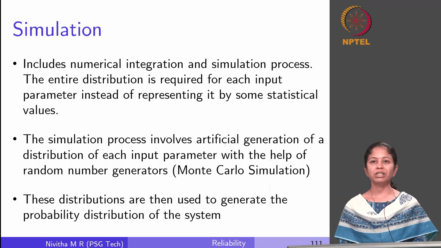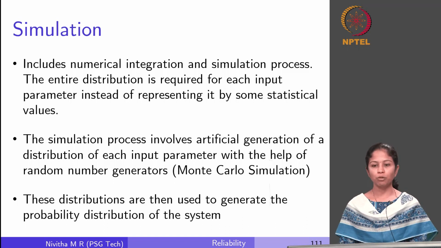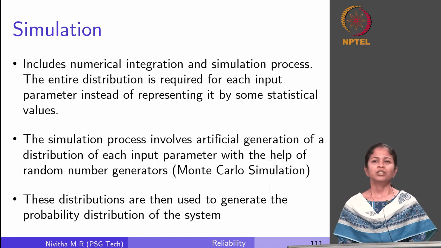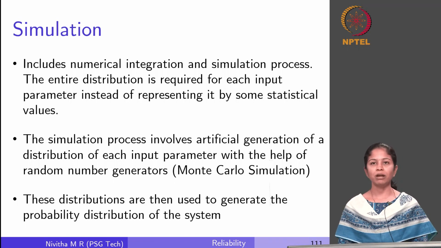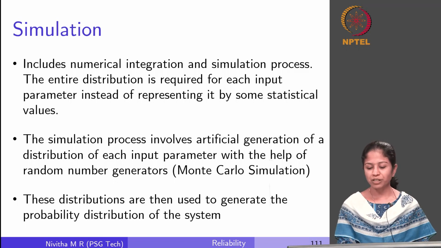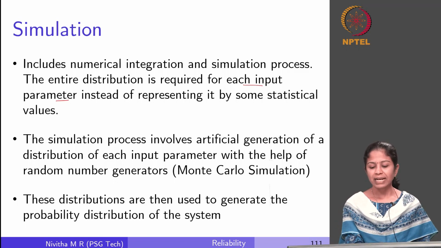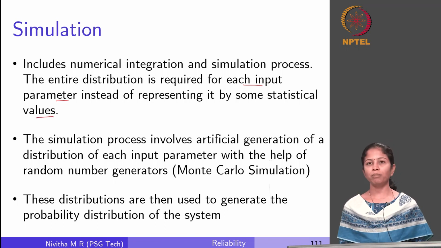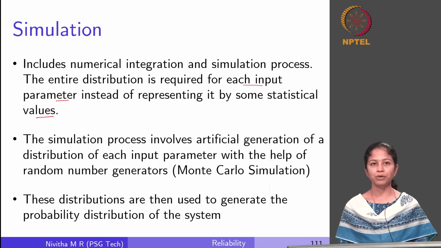Then we are going to talk about the simulation methods. This includes numerical integration and simulation process. So the first two methods may be done manually, but this method cannot be done manually. It is highly tedious, and we need a computer or a simulation process to carry out this method. The entire distribution is required for each input parameter instead of representing it by some statistical values. If you recollect, in the first two methods we use one point measurement or measurement at specific points. So only in this case we are going to use the entire distribution.